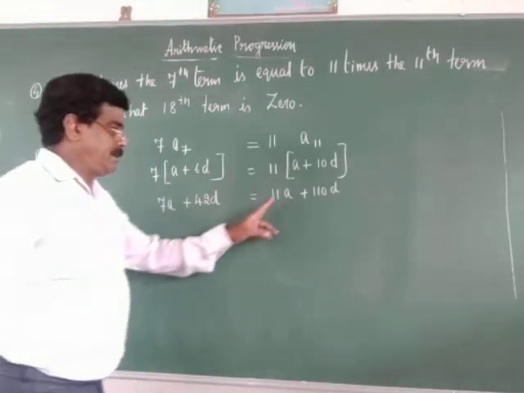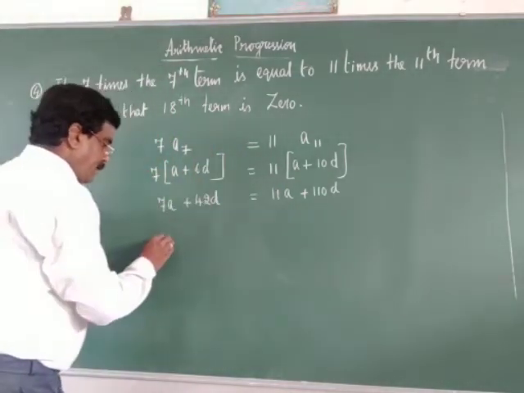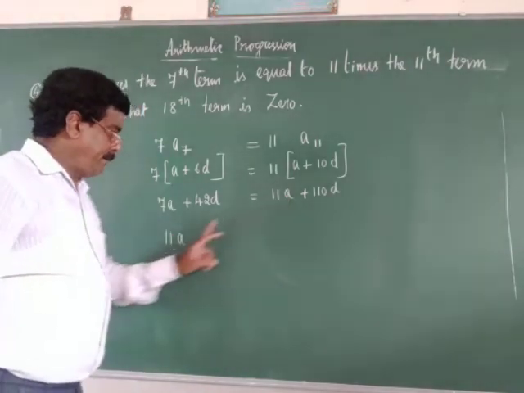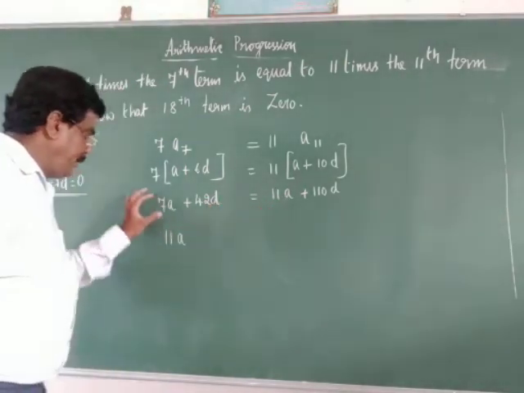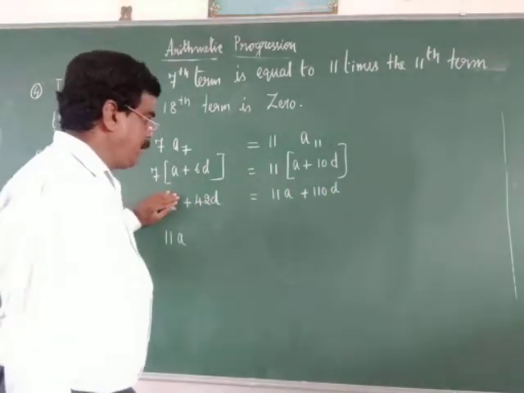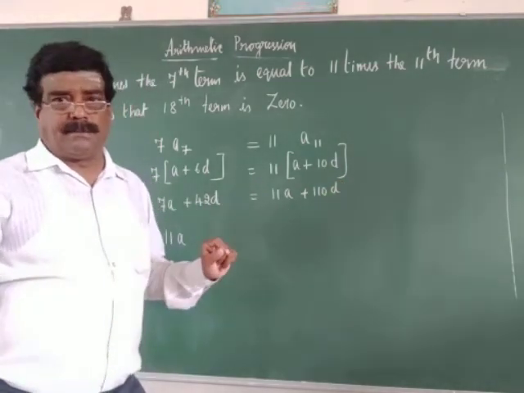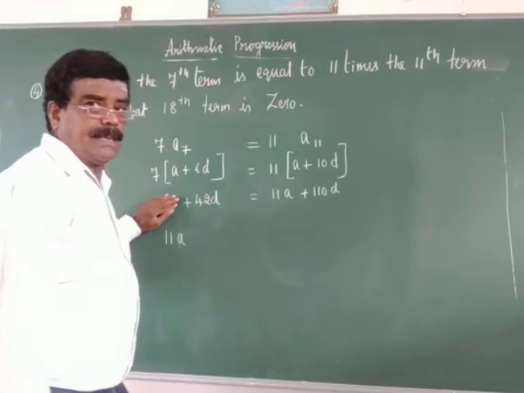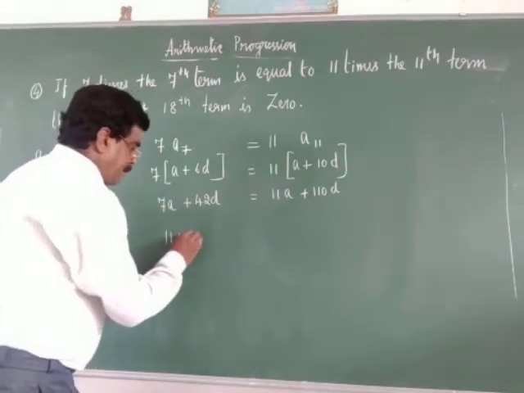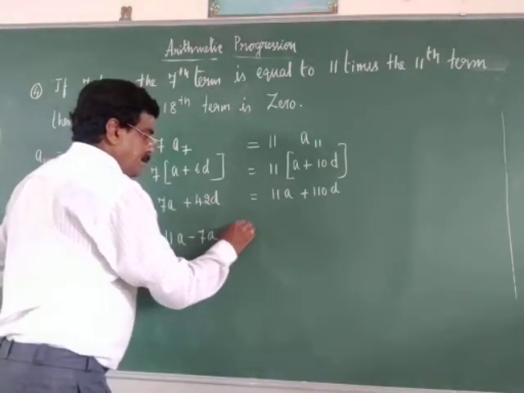Now see children here, 11A plus 110D, we'll keep as it is. This time we are not shifting 11A. I have written 11A as it is. Now I am shifting 7A to the right hand side, from left hand side to right hand side. Transposing we say. At the time of transfer, what happens? The sign will change. You must know that. That is 7A becomes minus 7A. Then plus 110D, let it be as it is.